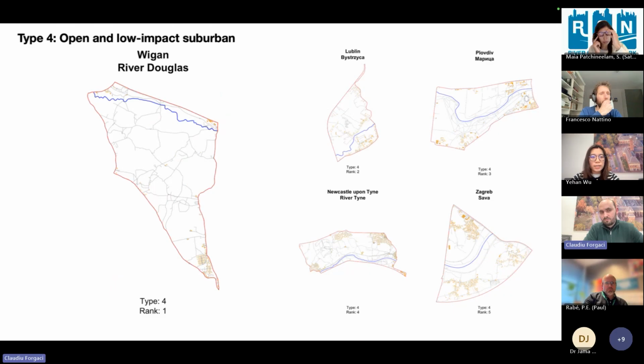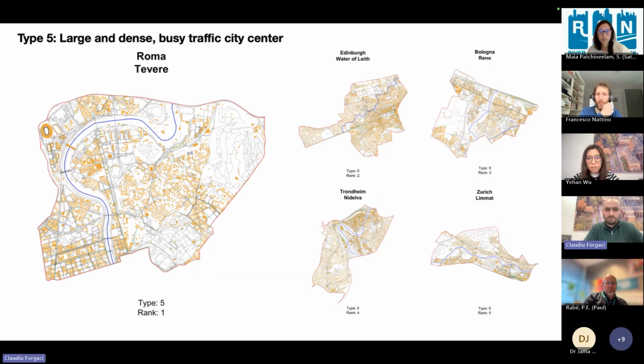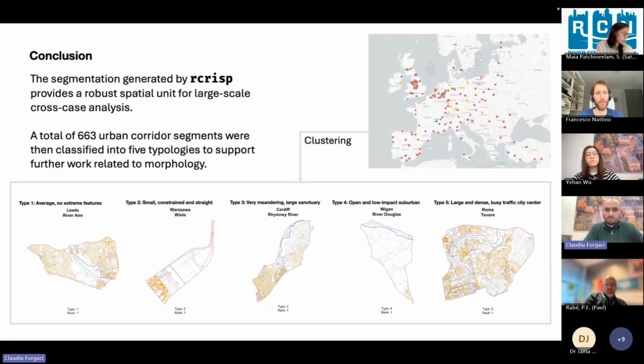The fourth one is more open, less affected by traffic. There is less traffic across it. And for the last one, the size of the segment is large, and it's more densely built, and also has more traffic networks inside the segment.